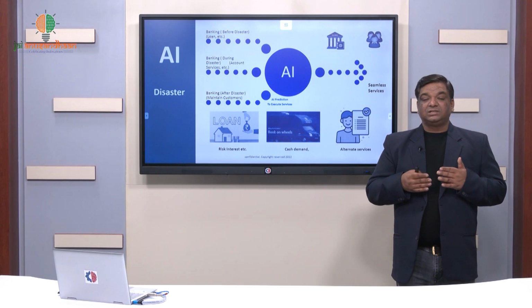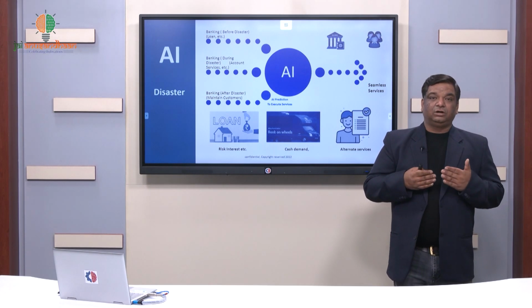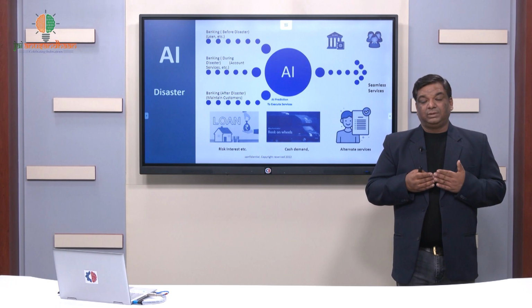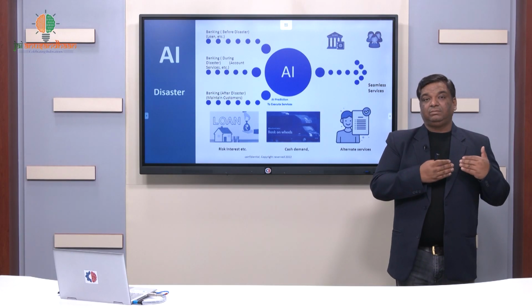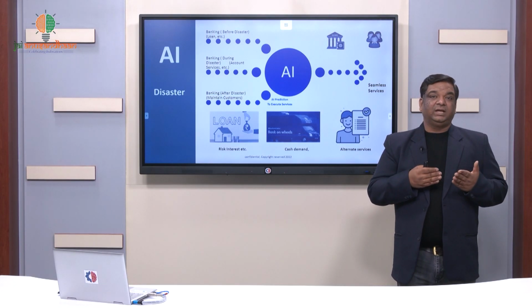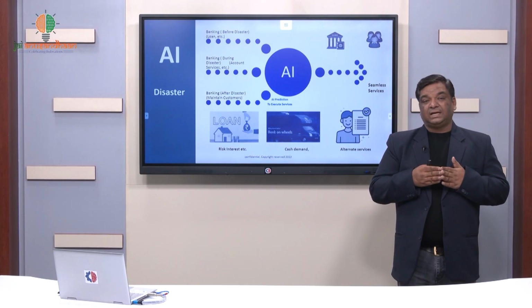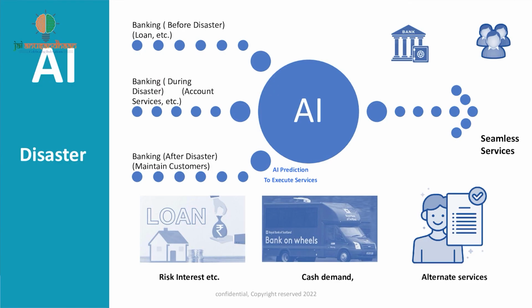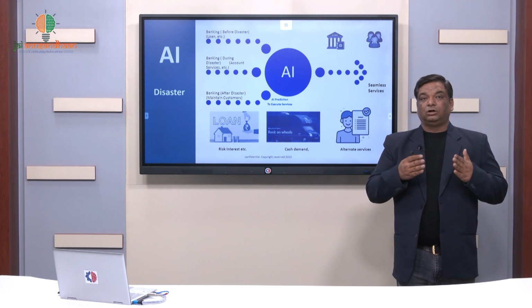During a disaster, every bank would be trying its best to deliver, but how can AI help as a helping hand in a pre-planned manner? For example, a bank branch may be shut down due to the disaster. But if the bank has a pre-plan, it may have a mobile banking facility, or a bank on wheels.